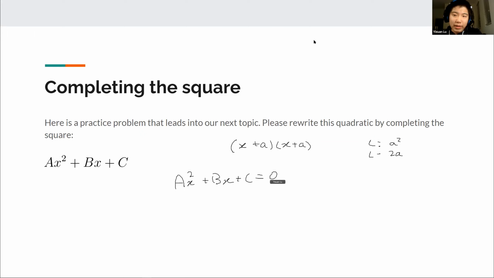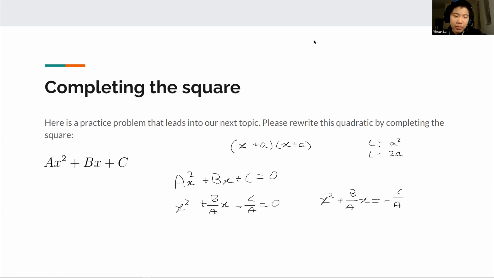We divide everything by the lead coefficient, which is a. So we get x squared plus b over a, x plus c over a equals 0. Now we move c over a over to get x squared plus b over a x plus blank equal to negative c over a. Now we just have to add to each side the square of 1/2 times the coefficient of the linear term.